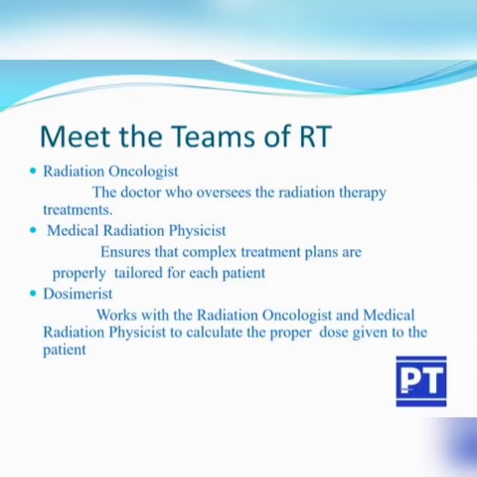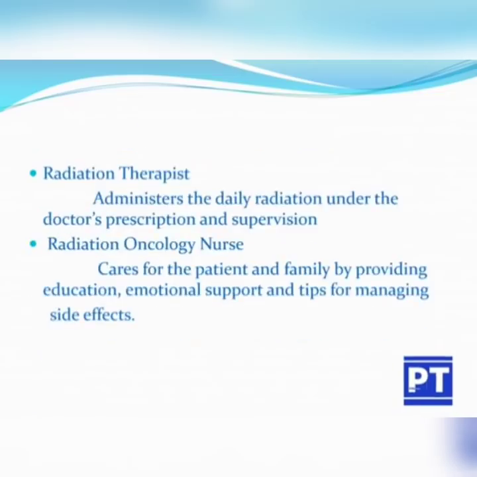Then comes the dosimetrist, who works with the radiation oncologist and the medical radiation physicist to calculate the proper dose given to the patient. We are giving some radiation dose to the patient, and all those things will be discussed in the next topic. I am not going deep into those areas. We will be discussing that in our next topic, radiation units and measurements.